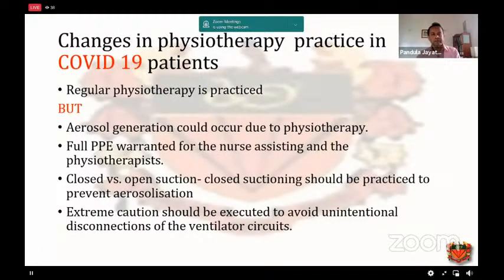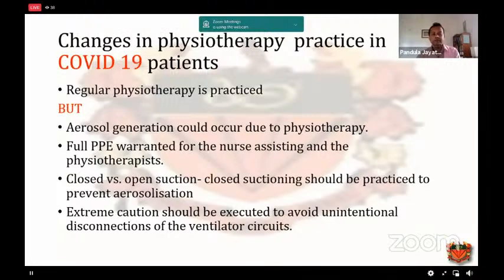So in patients with COVID-19, we need to give regular physiotherapy, both in intubated patients and even in those not intubated. But when giving physiotherapy, the risk is aerosol generation, which is a risk to the healthcare staff members.